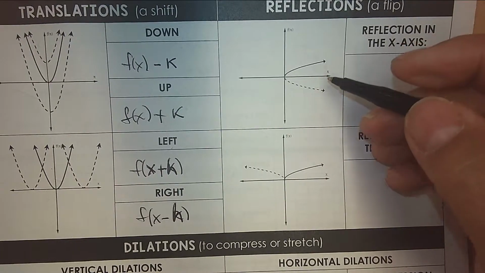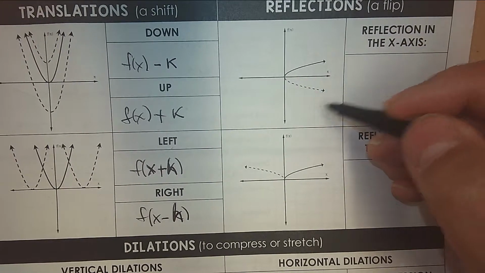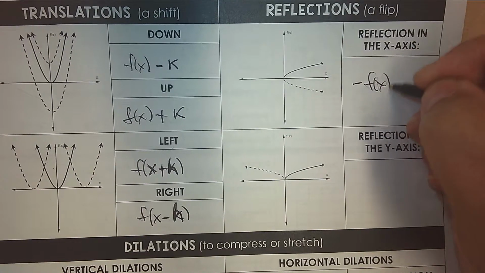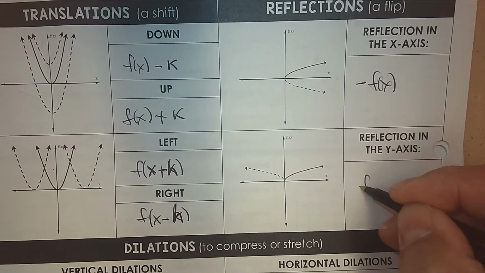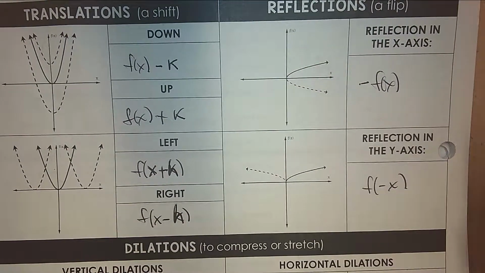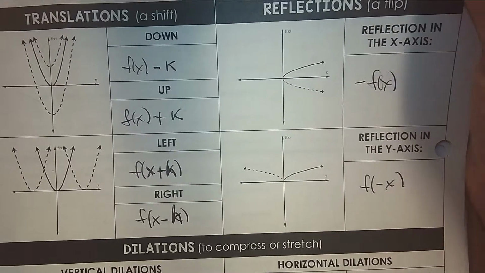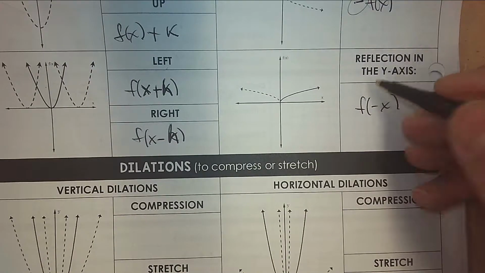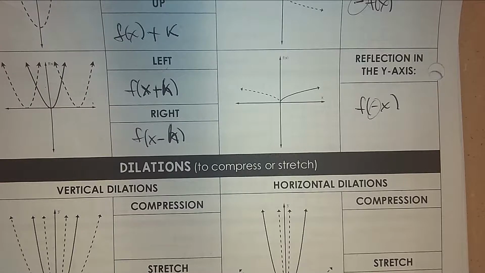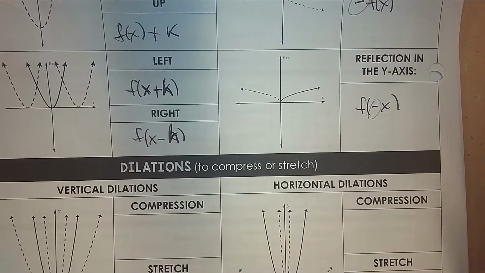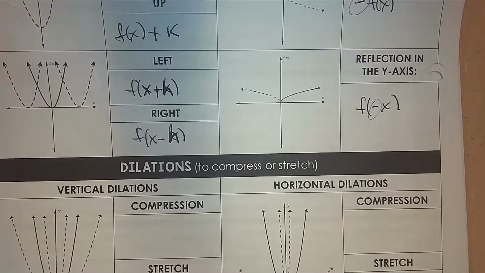How about if you had a reflection? Well, it reflects about the x-axis if the negative is on the outside. If it reflects on the y-axis, the negative is on the inside. So when I see negative signs that weren't there before, that's a sign that there's a reflection. Is the negative outside the function or inside the function?